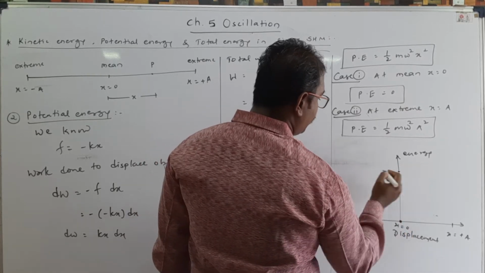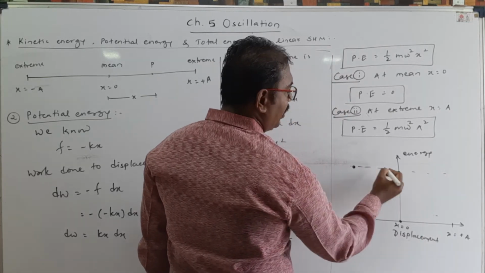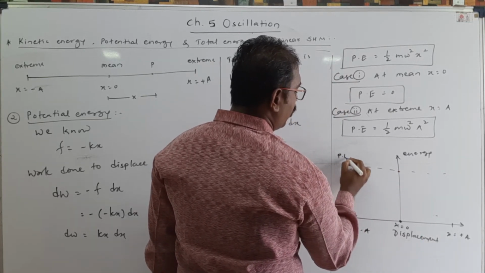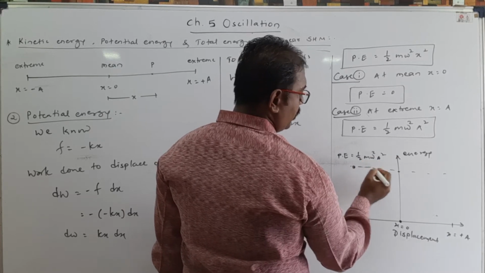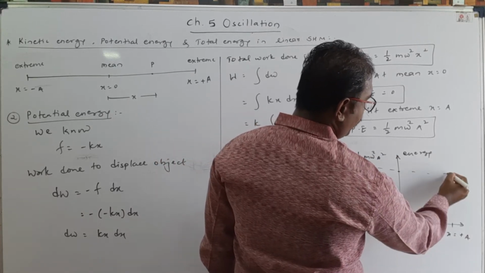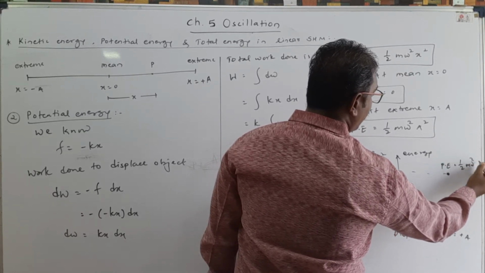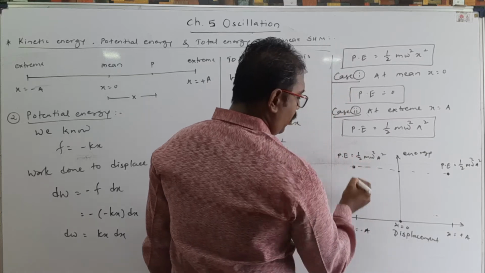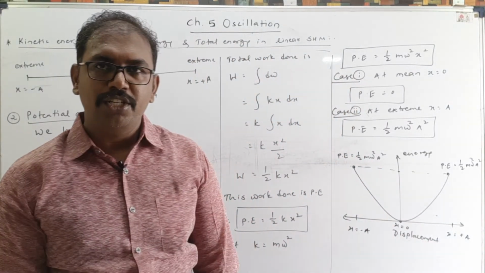And the maximum value of the energy, I consider this is the maximum value. Here the potential energy is 1 by 2 m omega square a square. So this is the maximum value at extreme. Here also the maximum value is 1 by 2 m omega square a square. Now we get this type of graph then. So this is a graph of potential energy.